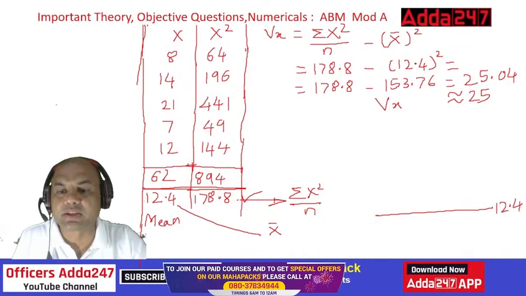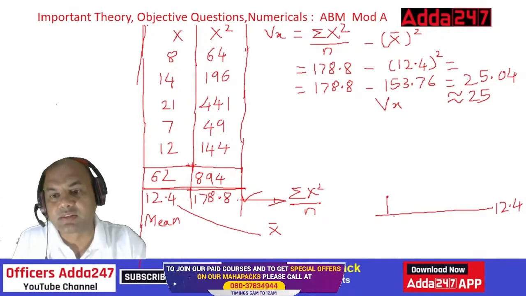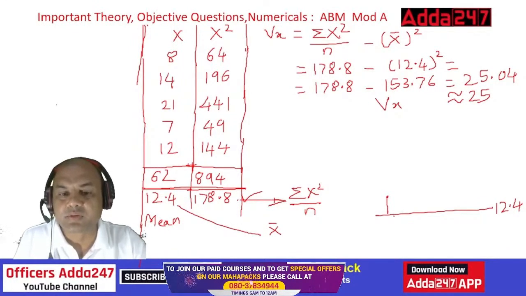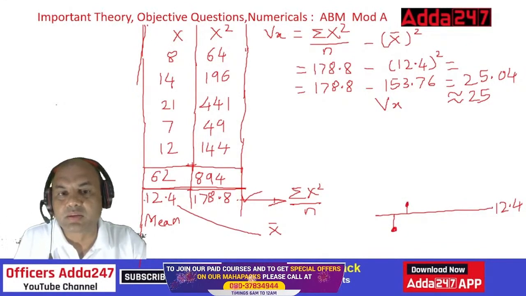This variance means whatever is the deviation, standard deviation from here, from each element. How many elements are there? 5, right? So around 12.4, whichever is lesser, let's draw them below, and whichever is above, let's draw them above. So 8 will be below because it's lesser. Then 14 somewhere over here, then 21 somewhere over here, then 7, lesser, over here. Then 12, roughly over here only.